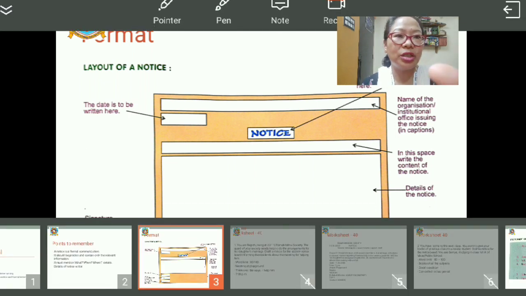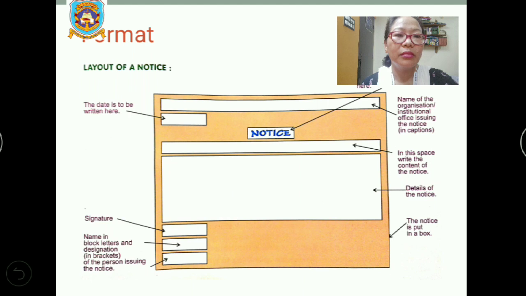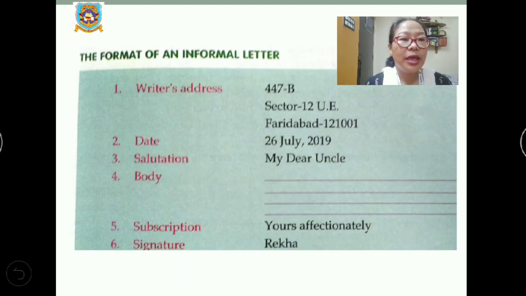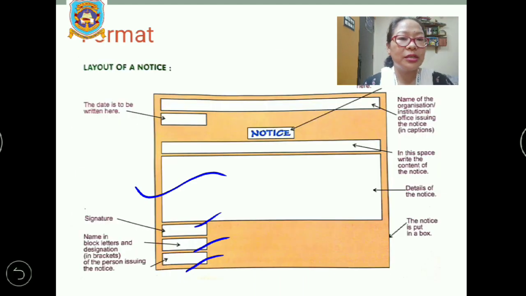Here we have to mention the body, and here you write the signature, that means your signature, and here you write your name in block letters, and in the last we write the designation of the person who is issuing the notice. Okay, now this was about the previous slide. This was about the format of notice writing.